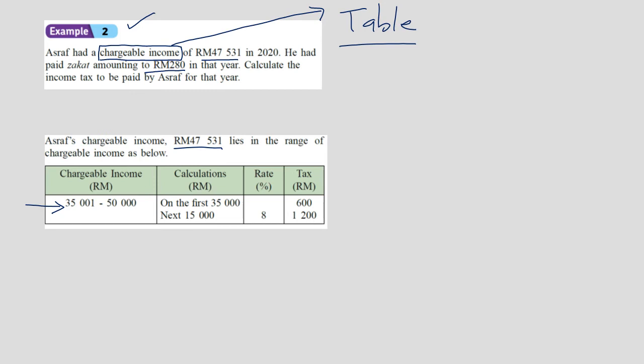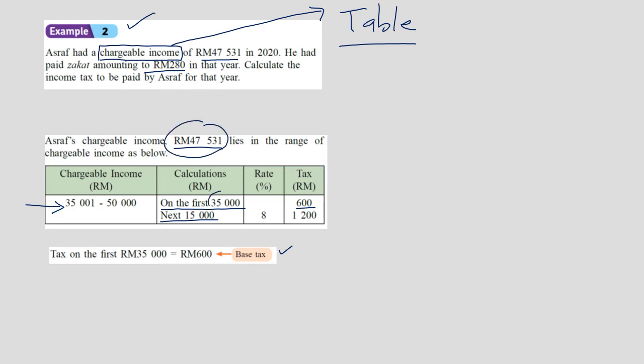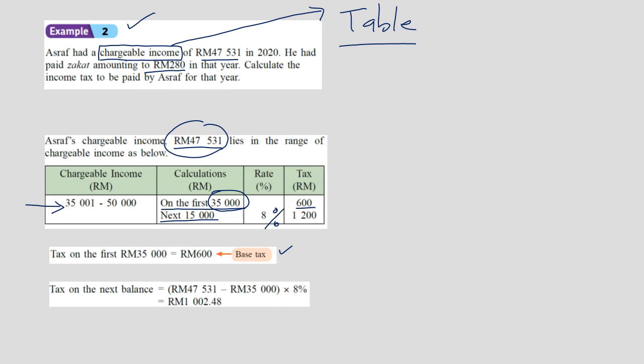So for the first 35,000, Ashraf has to pay 600. For the first 35,000, this is 600. It's also called base tax. So for the next 15,000, what you have to do, you minus this one, you minus 35. The balance you have to pay at a percent. Okay, so how to do it? You minus this one. You see this one?